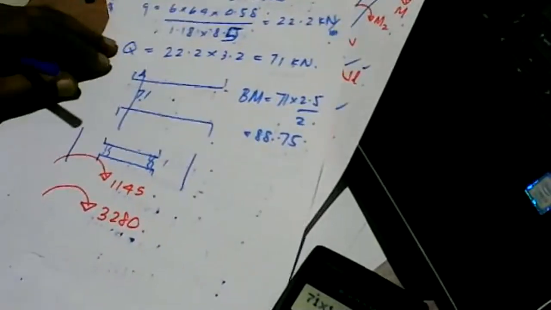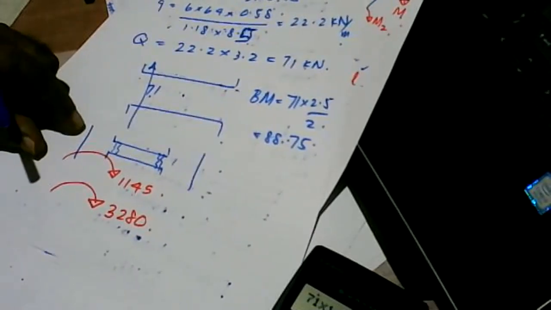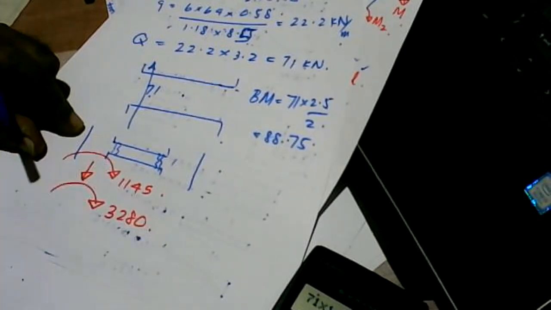So what will happen to this coupled shear wall in an earthquake if the coupling beam fails? If the coupling beam fails, it will move from this to this. So the wall is designed to carry only 1145 kilonewton meters, but when the coupling beam fails, the moment becomes 3280.